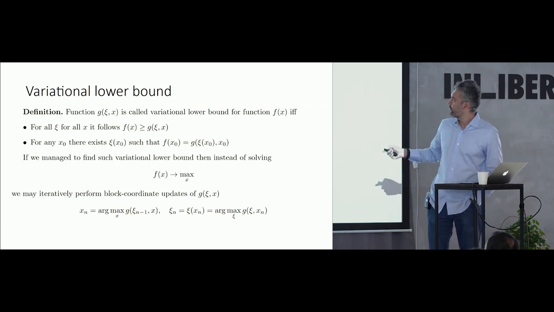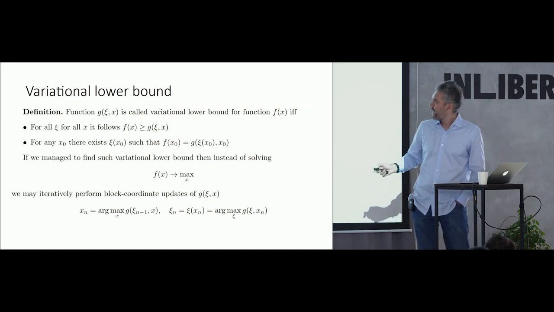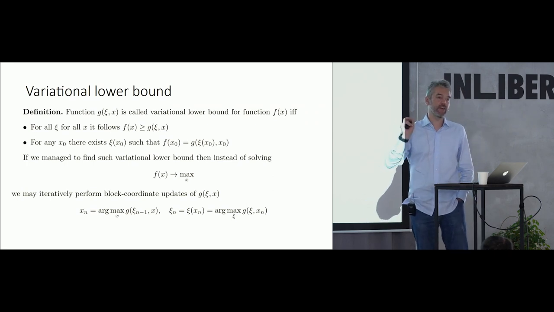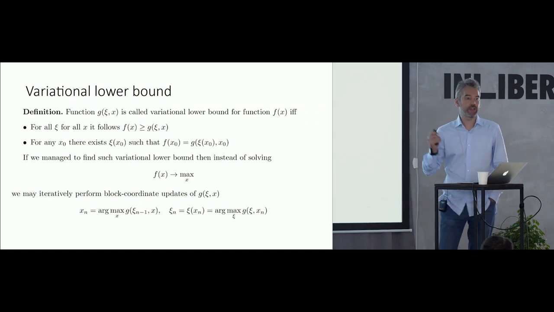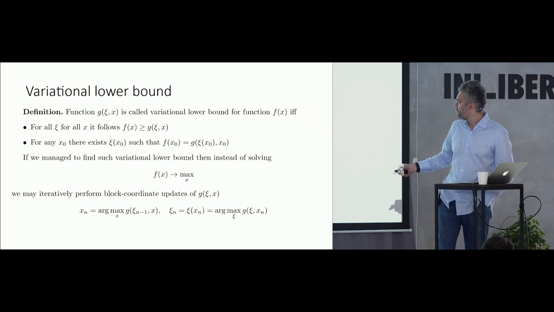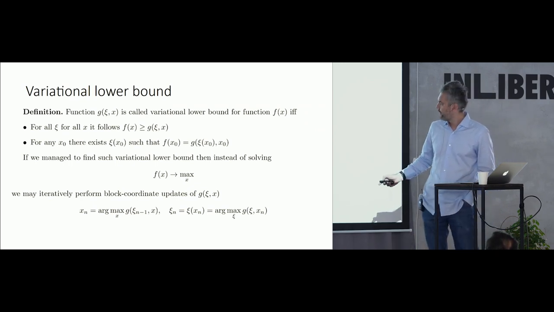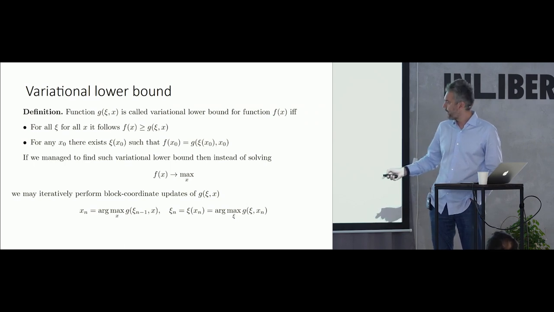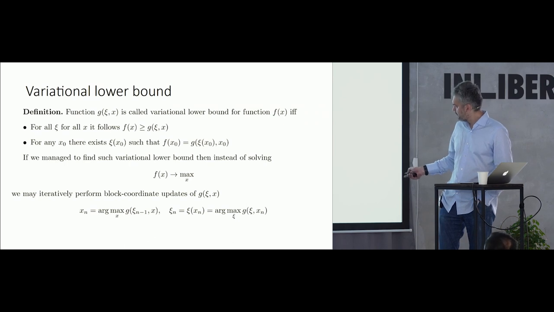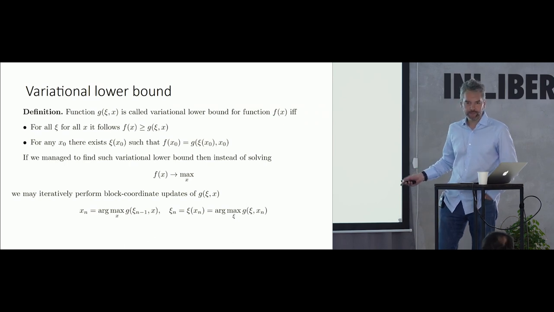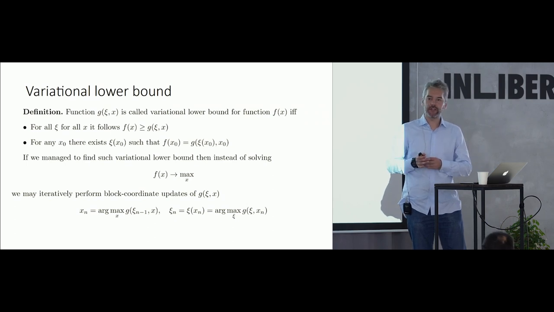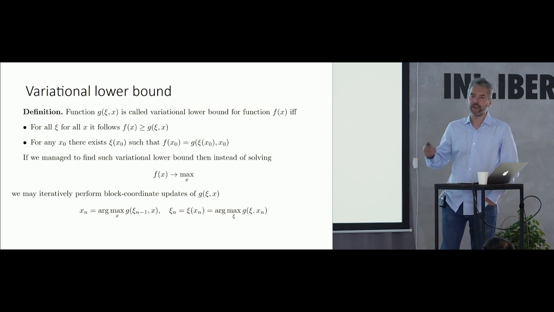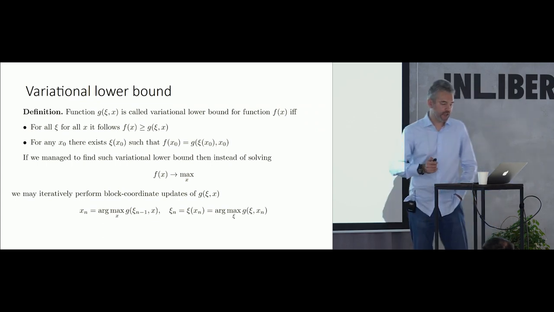And then, if we manage to establish such a variational lower bound, and if we now would like to maximize f of x, then instead of directly maximizing f of x, we may consider a two-stage iterative procedure. We may maximize its variational lower bound. So we fix the variational parameters psi, and we optimize g with respect to x. Then we substitute the corresponding x and optimize g with respect to psi. And we continue this iterative process until convergence. So this is a two-stage iterative process, and the EM algorithm is a particular case of this.